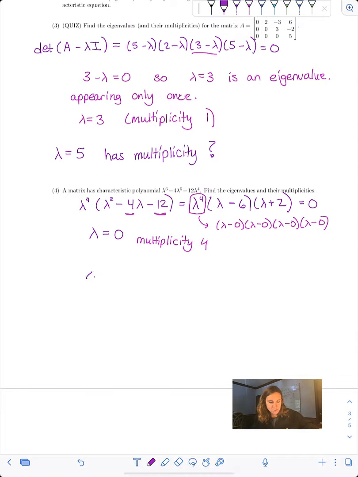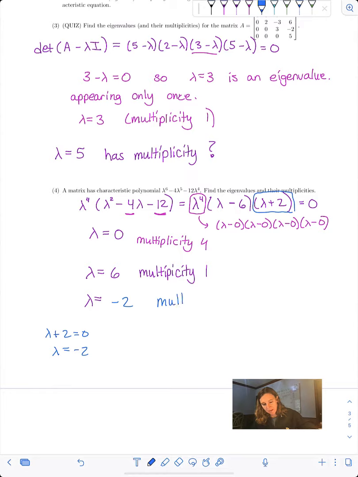And then the other two are lambda equals 6, because when you plug in 6 minus 6 is 0. And so that only shows up once, so that has multiplicity 1. And lambda equals, now we have to be careful here, this lambda plus 2 equals 0. So that means when we solve for lambda, we get lambda equals negative 2. And that also has multiplicity 1, since it appears 1 time.